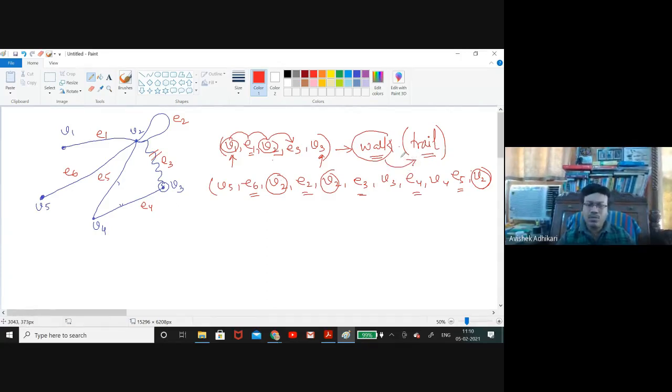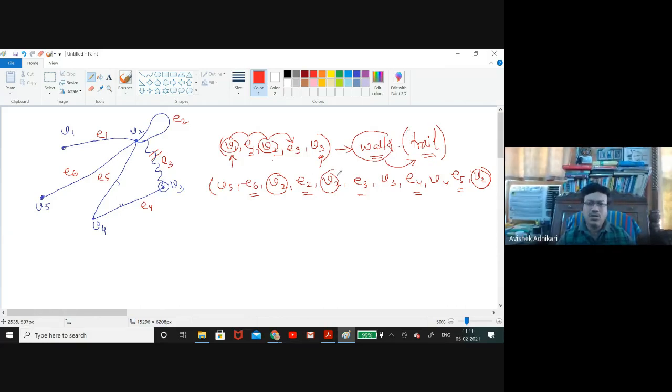For other books, since I am following this book, I will prefer work as an alternating sequence where you cannot have the repetition of edges. Just note that some of the authors use this term as trail. They define work as just an alternating sequence of vertices and edges where the edge may be repeated, but in trail they don't allow an edge to be repeated. But in this book the work and trail are the same.